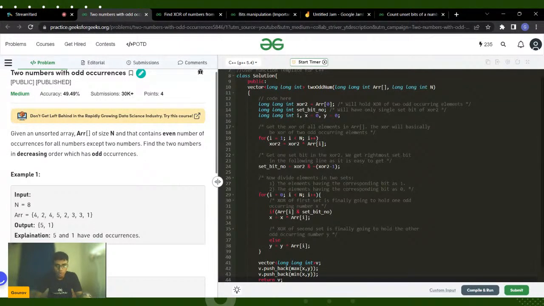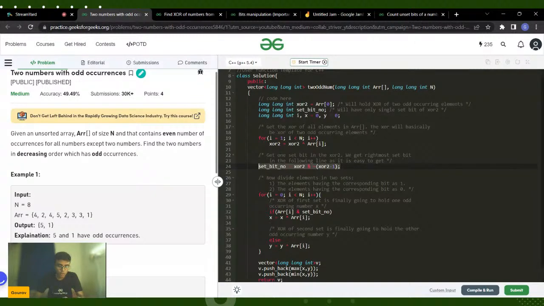Let's say what we do basically. The first step would be to XOR all the numbers from A to I. Now the next step is to get any one set bit in XOR2. XOR2 is a variable. We can get the rightmost set bit in the following line as it is easy to get. So this expression, XOR2 and not of XOR2 minus 1, gets you that particular position, which is the first set bit from the right side. So you get that particular position.